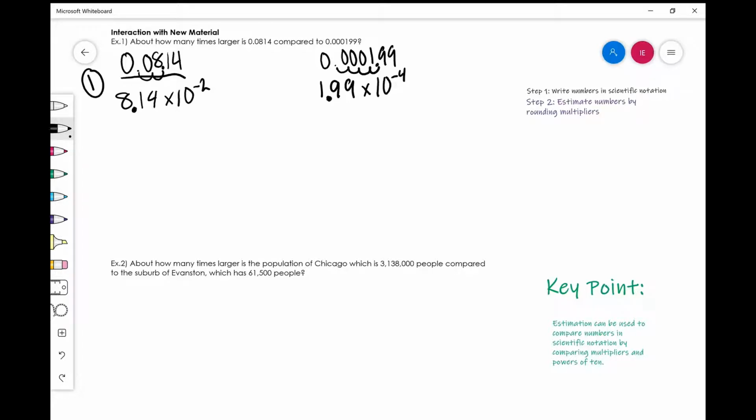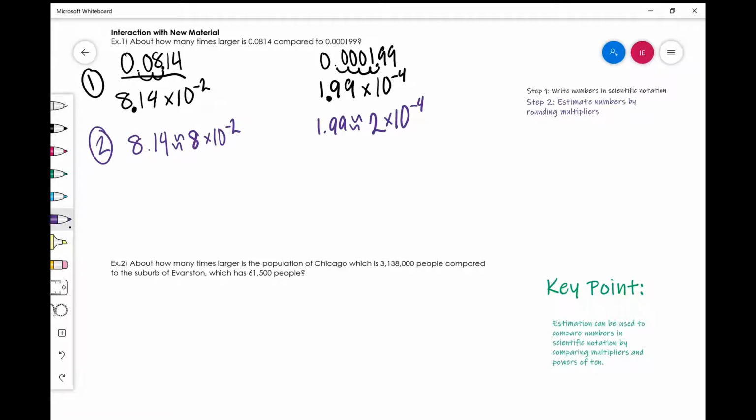Second step is going to be to estimate our numbers by rounding our multipliers. So let's look. For my first number, I have 8.14. If I want to round that to the nearest whole number, am I going to round up or down? I'm going to round down so that it's approximately 8 times 10 to the negative 2 power. For my second value, I have 1.99, and I want to approximate that to the nearest whole number. So I'm going to round up to 2 times 10 to the negative 4.